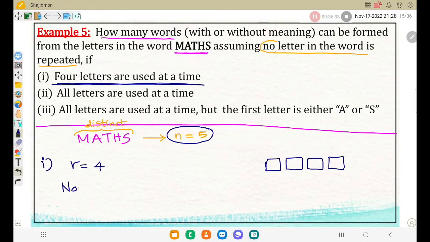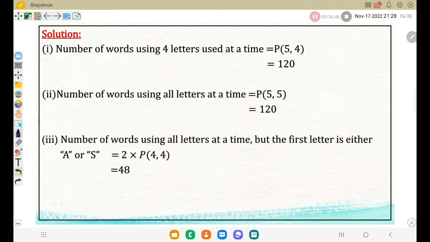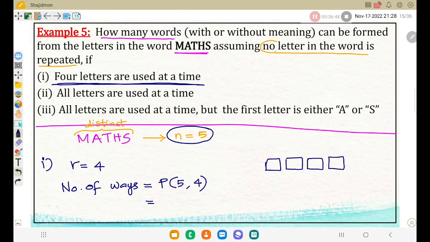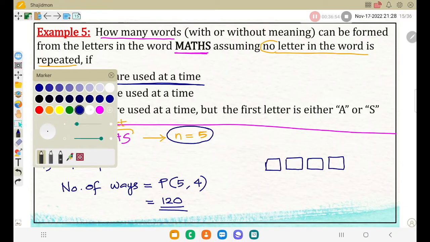The number of ways equals permutation of 5 letters taking 4 at a time, P(5,4). You can check the calculator: permutation of 5, 4 means 120. I have written the answer on the next slide. So 120, correct? We got the answer here.